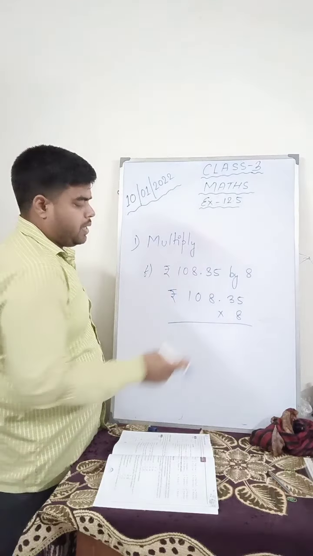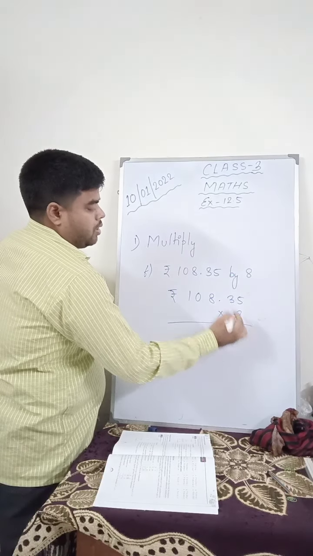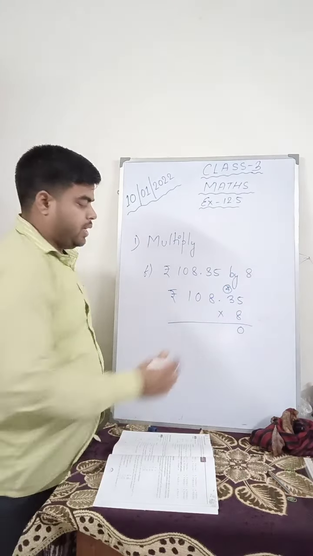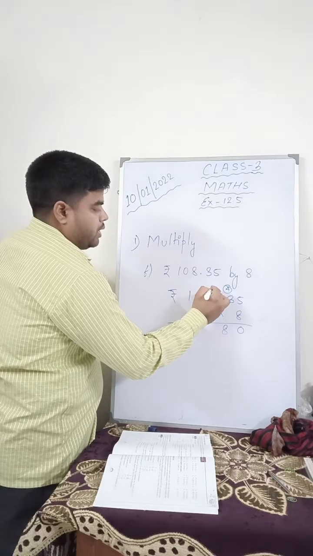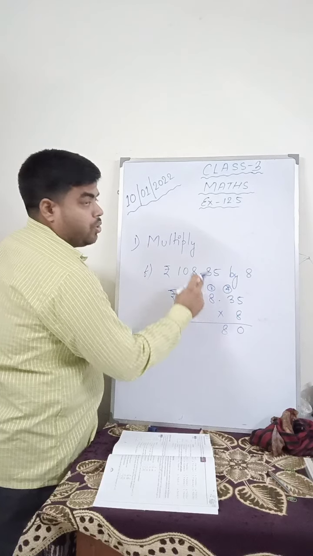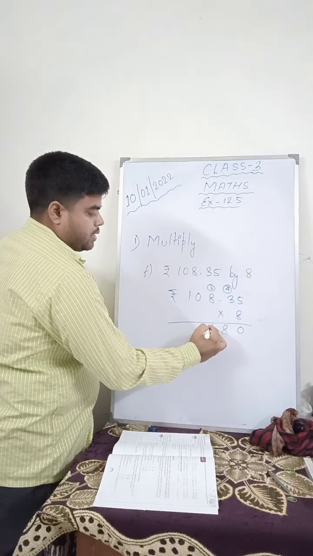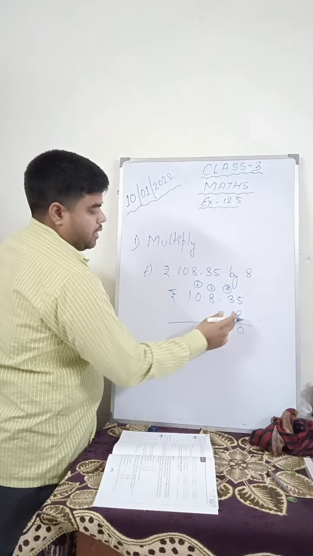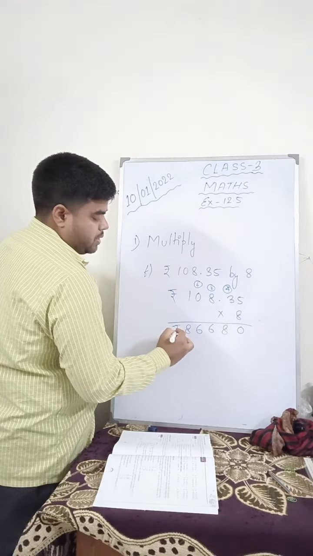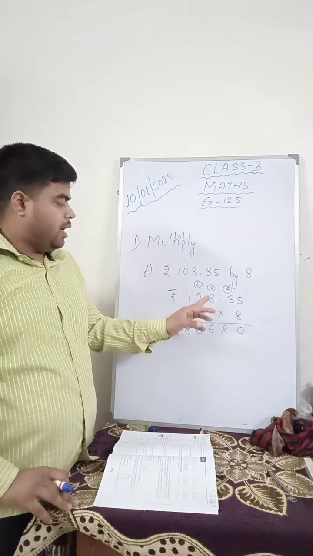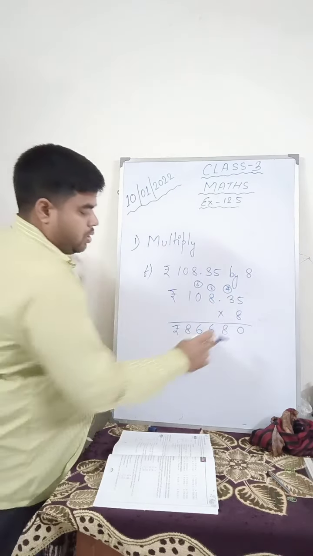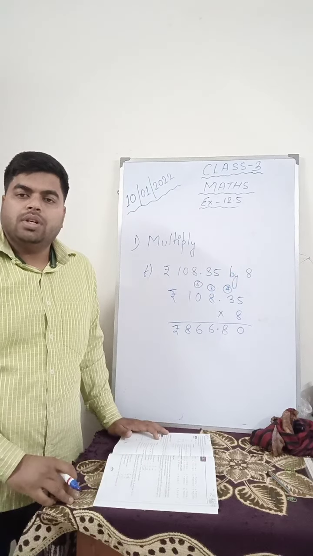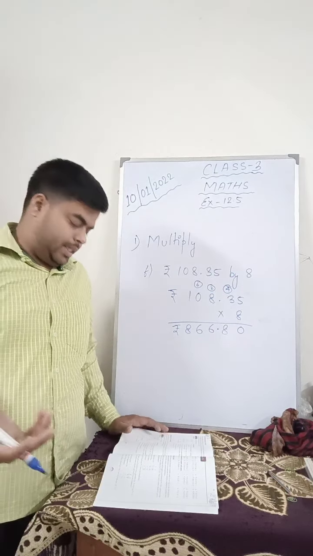Do simple multiplication. 8 fives are 40, 4 in hand. 8 threes are 24, 24 plus 4, 28, 2 in hand. 8 eights are 64 plus 2, 66, 6 in hand. 8 zeros are 0 plus 6, 6. 8 ones are 8, and put the rupees symbol. And you see again after the decimal how many digits? 1, 2. You will put the decimal here counting from the back, 1, 2. So it is as simple as you do multiplication.